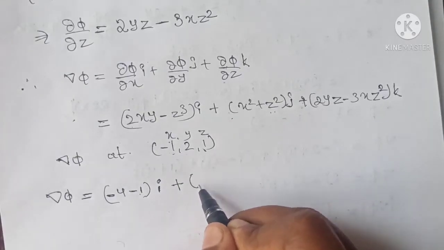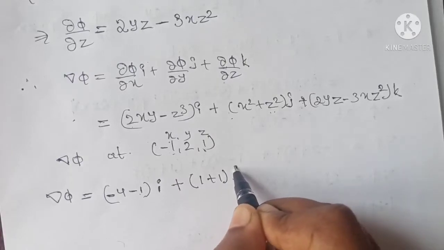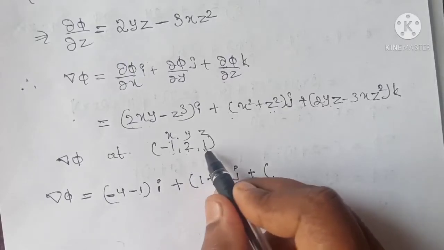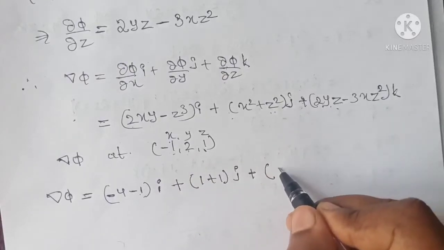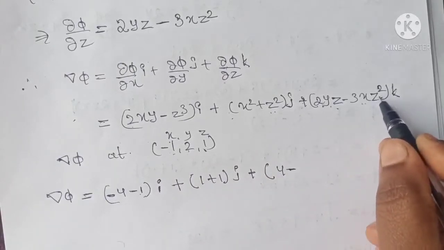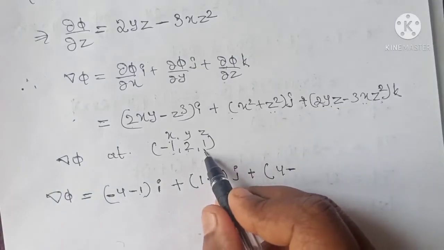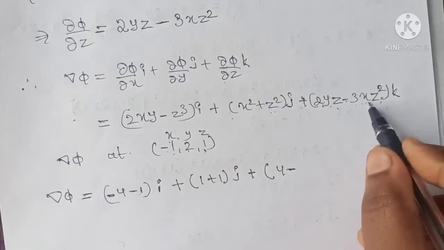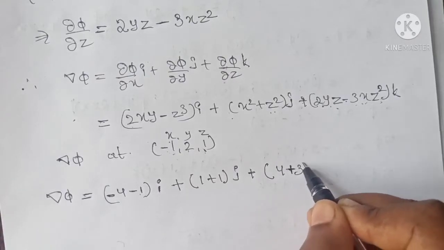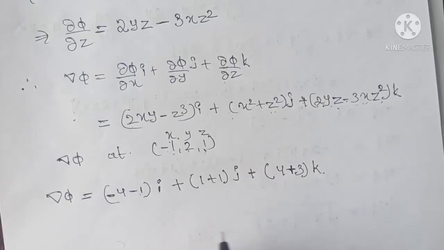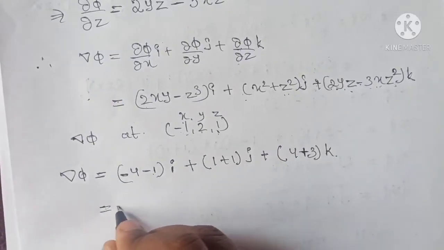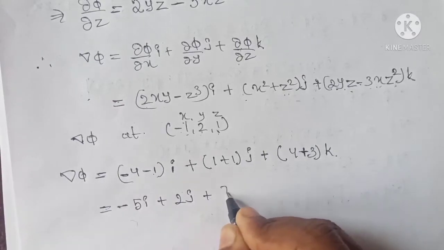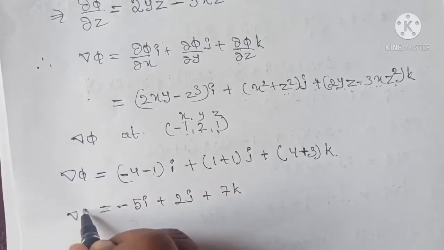plus x square, that is minus 1 square, plus z square equals plus 1. So 1 plus 1, into j, plus 2y into z. 2 into 1 equals 2, 2 into 2 is 4, minus 3 into x into z square. z square equals 1, 3 into x which is minus, minus into minus plus 3, 3 into 1 equals 3, into k. So simplifying we get minus 5i plus 2j plus 7k. This is our del phi value.